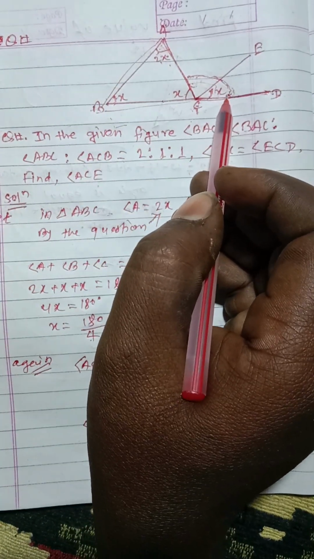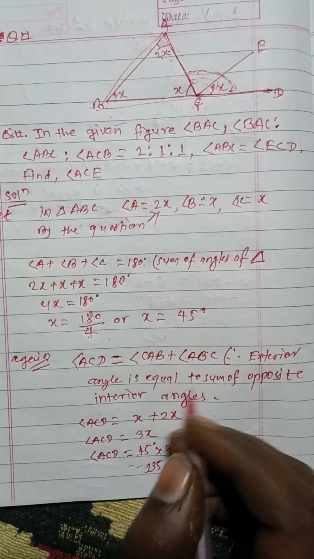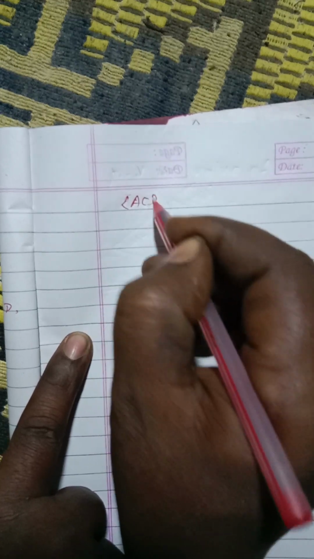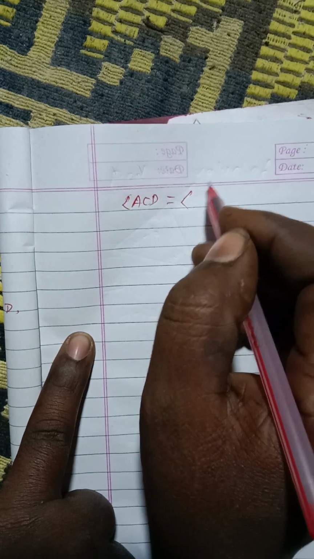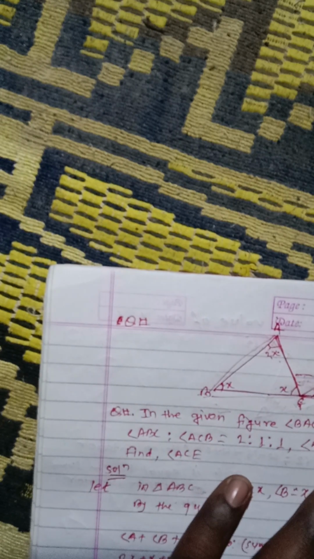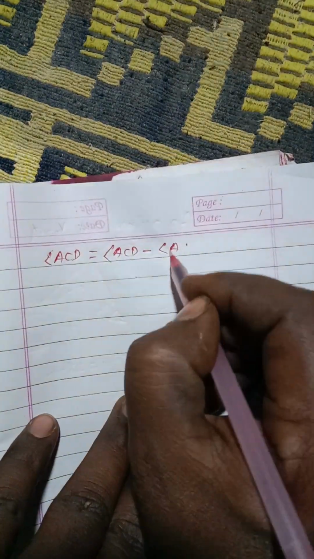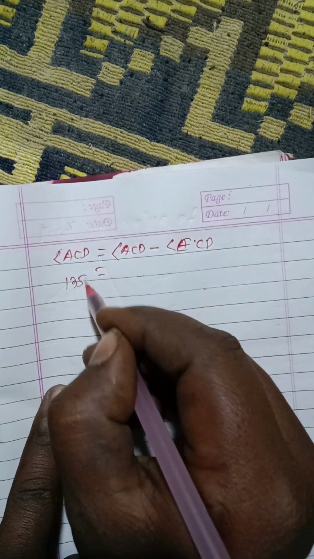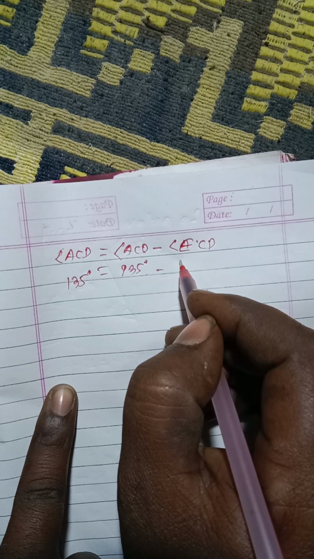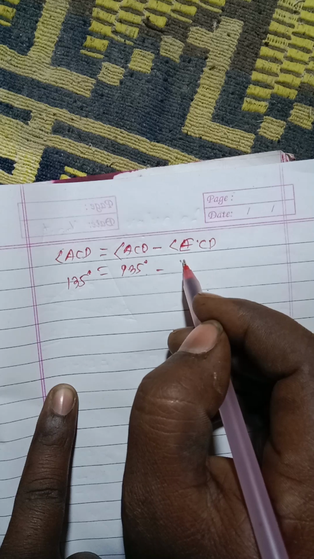Now next, we have to find the value of x. So here also we can write, in the next page, angle ACD minus angle ECD, where ACD is 135 degrees, minus ECD, which means x.